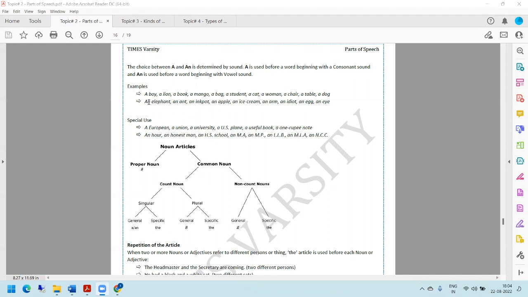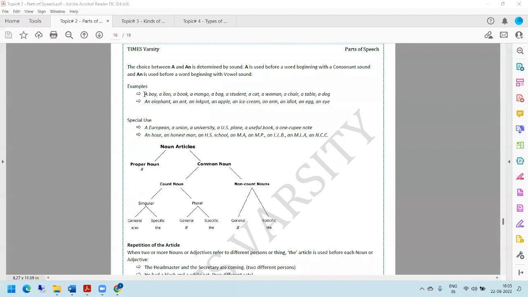What about the second example? An elephant. Okay, an ant, an ink pot, an apple, an ice cream. So now somebody explain me why we are using a and an. Why? A is used before a consonant. Yes. An is used before a vowel.